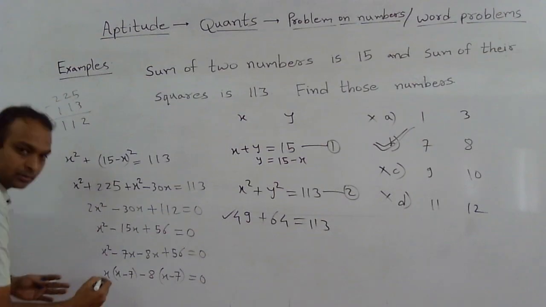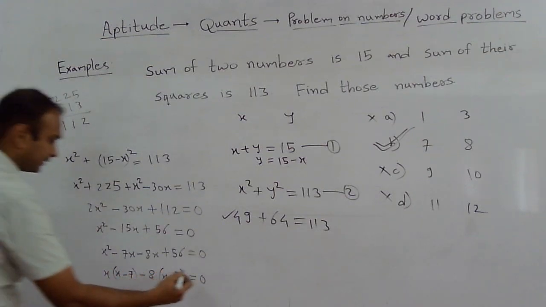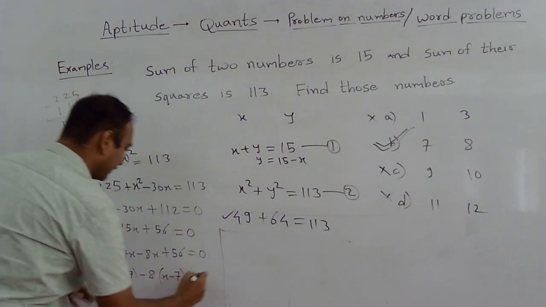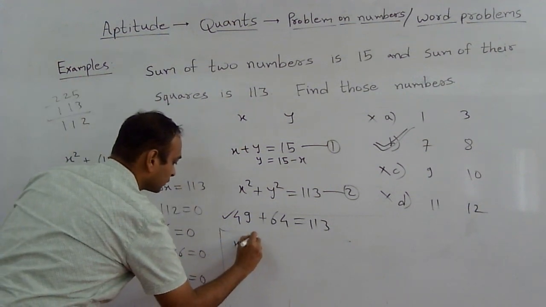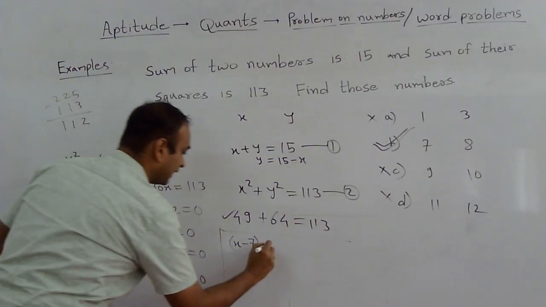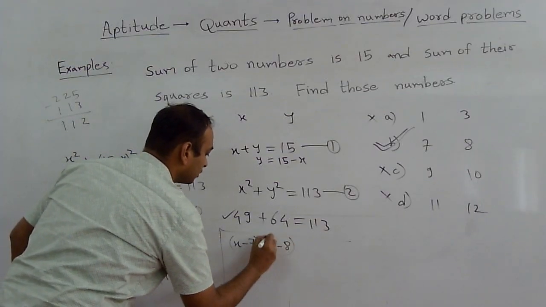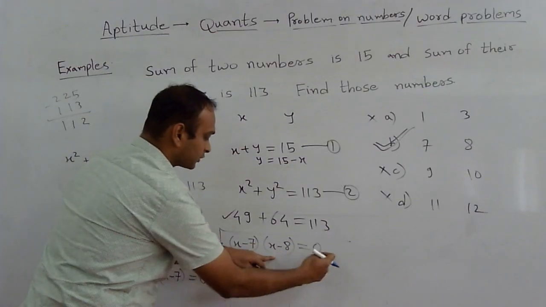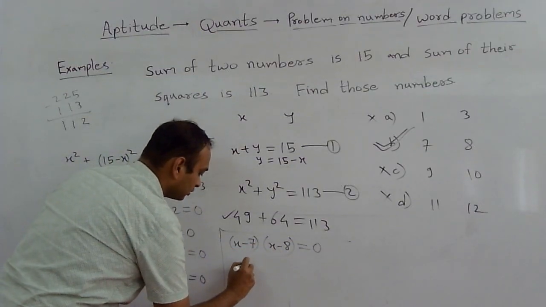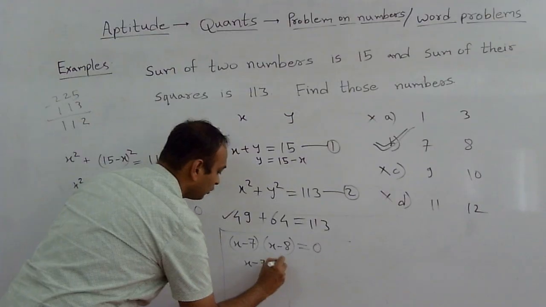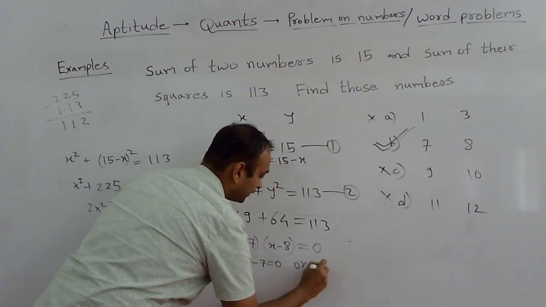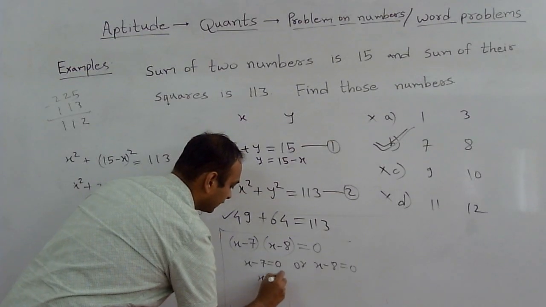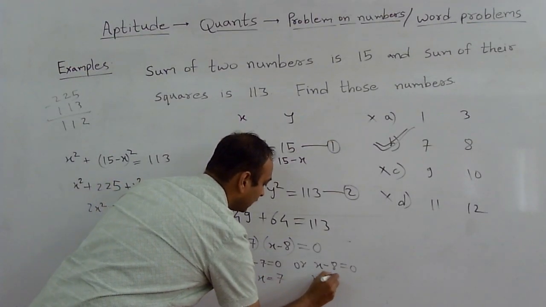So this says that, I will write it down over here. This equation says that x minus 7 in one bracket, x minus 8 in another bracket, this is equal to 0. So either this is equal to 0 or this is equal to 0. So that shows that x minus 7 is 0 or x minus 8 is 0. So this gives x equals 7 or x equals 8.